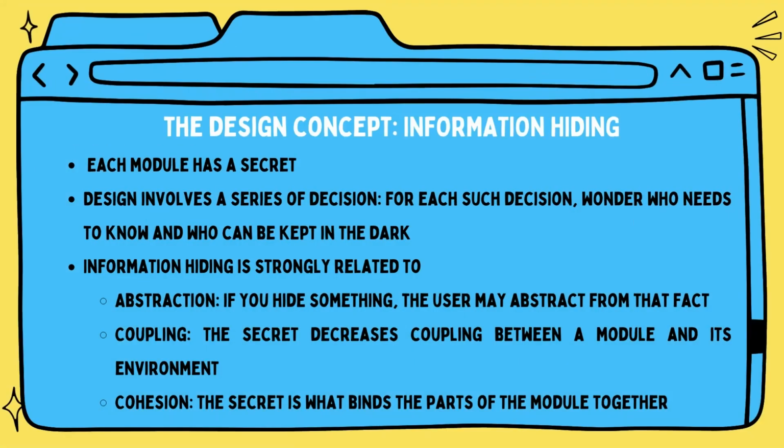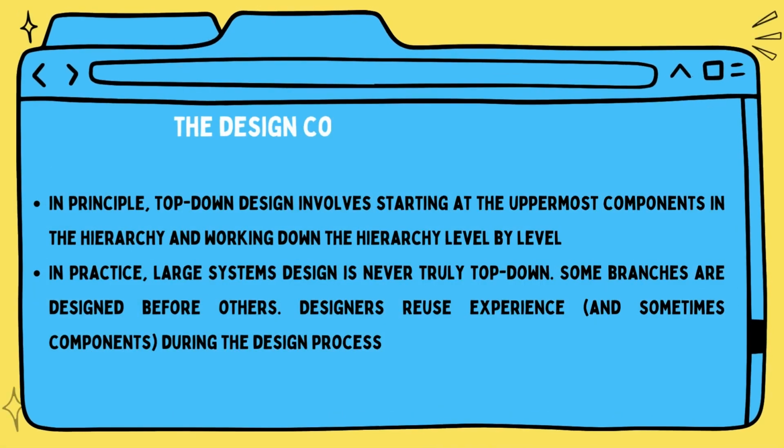Information hiding. Each module has a secret. Design involves a series of decisions. For each such decision, ask who needs to know and who can be kept in the dark. Information hiding is strongly related to abstraction. If you hide something, the user may abstract from the fact. Coupling: the secret decreases coupling between a module and its environment. Cohesion: the secret is what binds the parts of the module together.